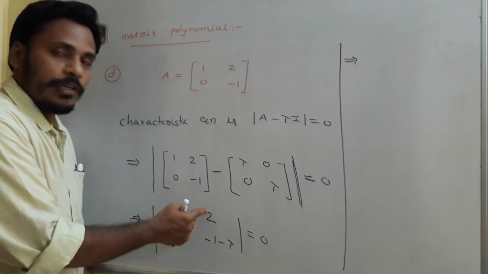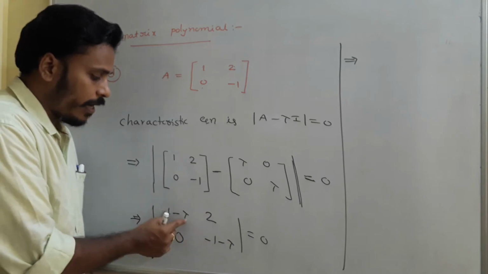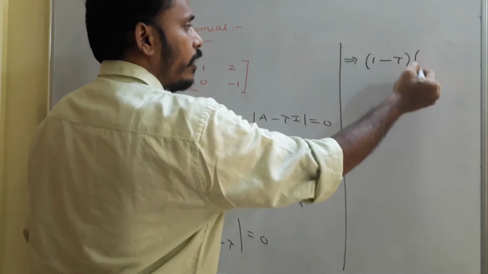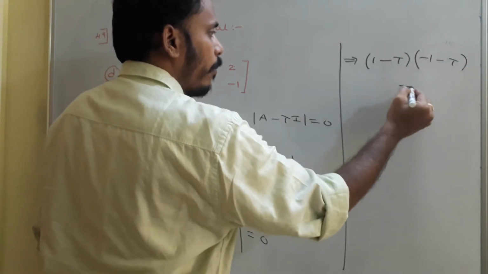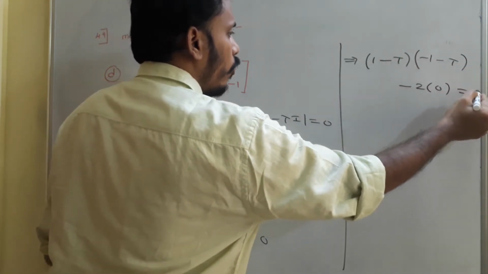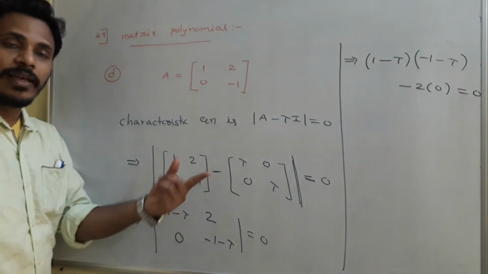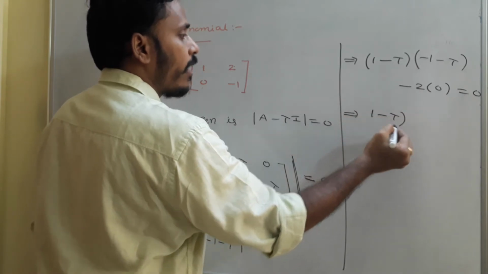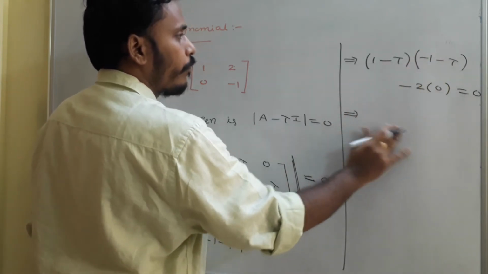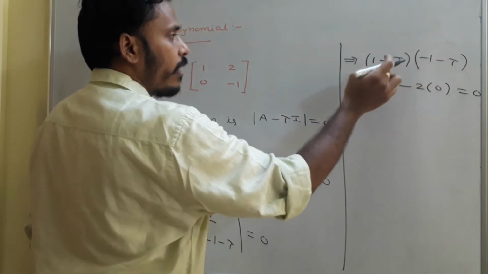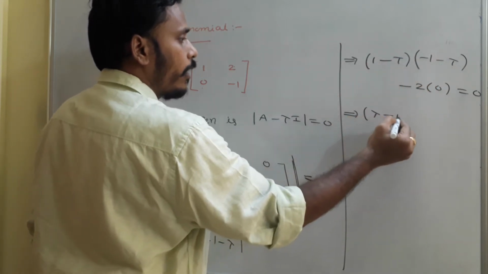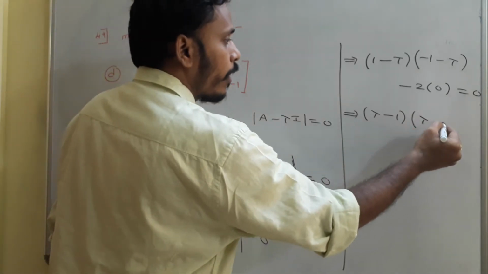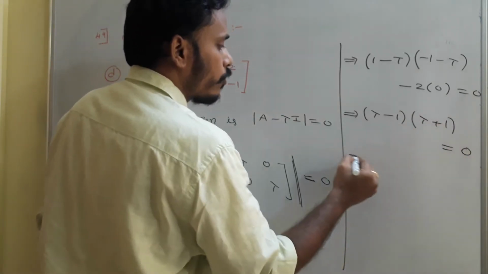AD minus BC. So AD means what? 1 minus lambda into minus 1 minus lambda, minus 2 into 0, is equal to 0. This is its characteristic equation. So 1 minus lambda, and minus 1 minus lambda, right? From there, the factor 1 minus lambda becomes lambda minus 1, and minus 1 minus lambda will become lambda plus 1. That is equal to 0.